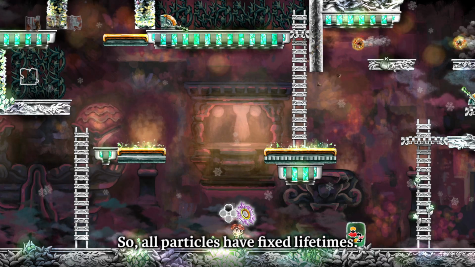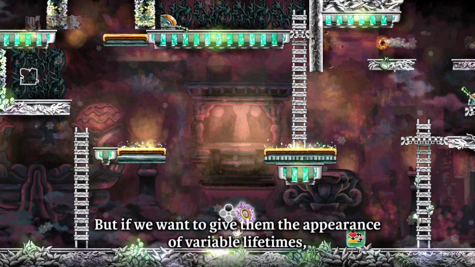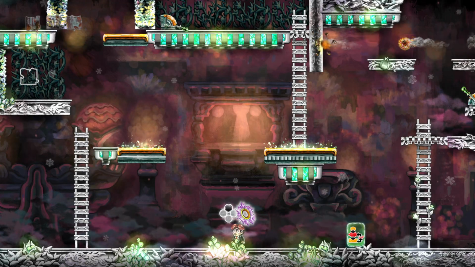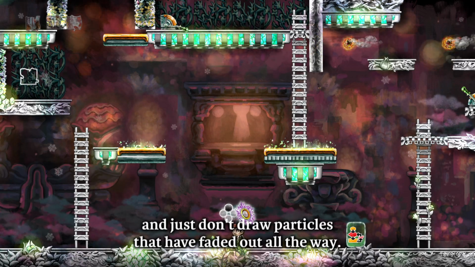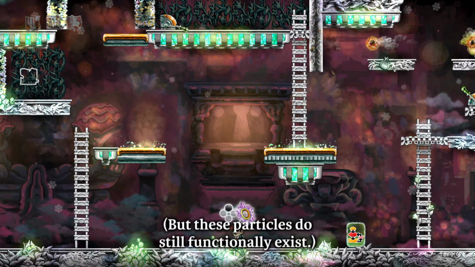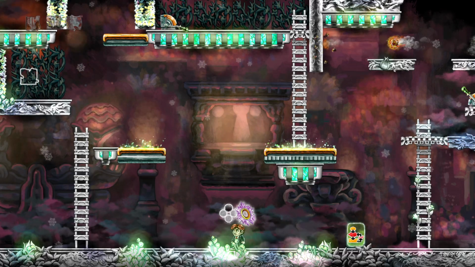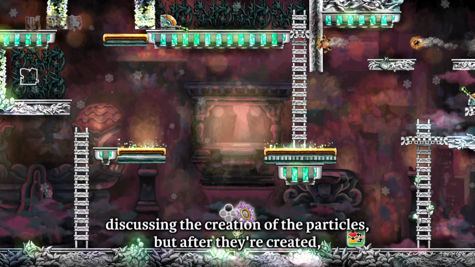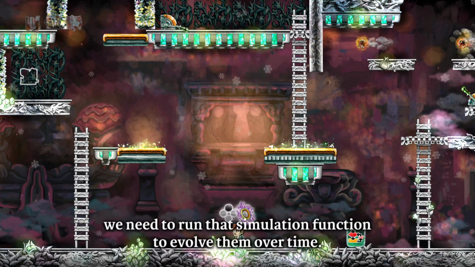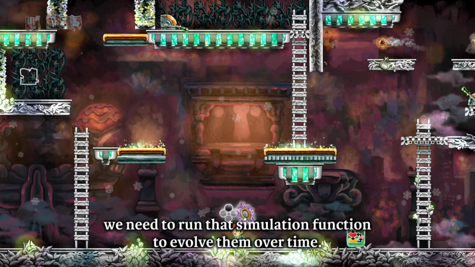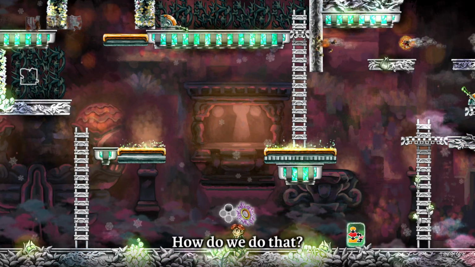So all particles have fixed lifetimes, but if we want to give them the appearance of variable lifetimes, we just fade them out faster or slower and just don't draw particles that have faded out all the way. But these particles do still functionally exist. So far, we've just been discussing the creation of the particles. But after they're created, we need to run that simulation function to evolve them over time. How do we do that?